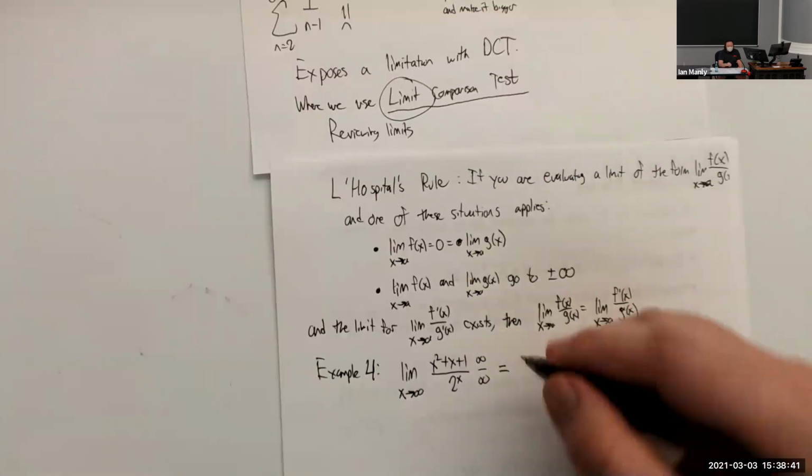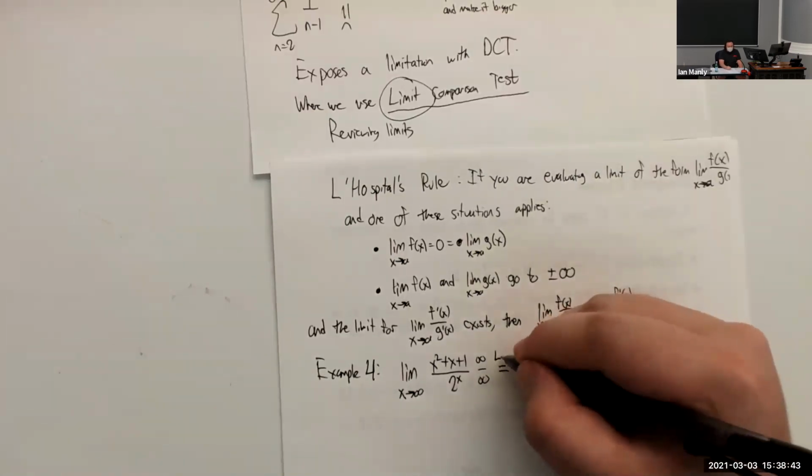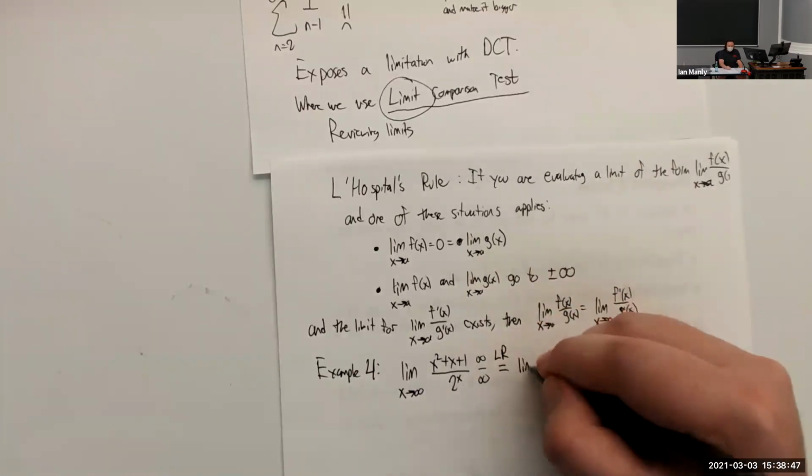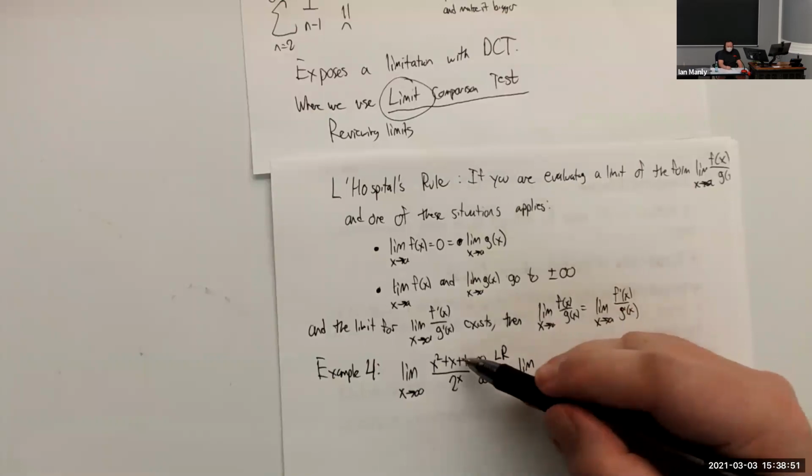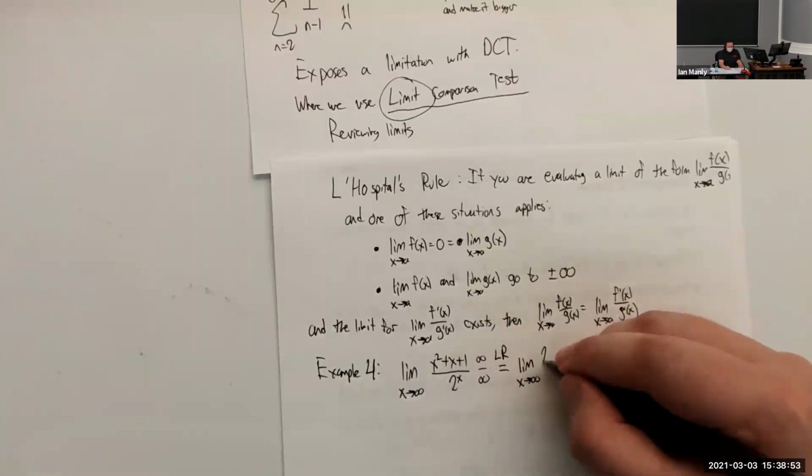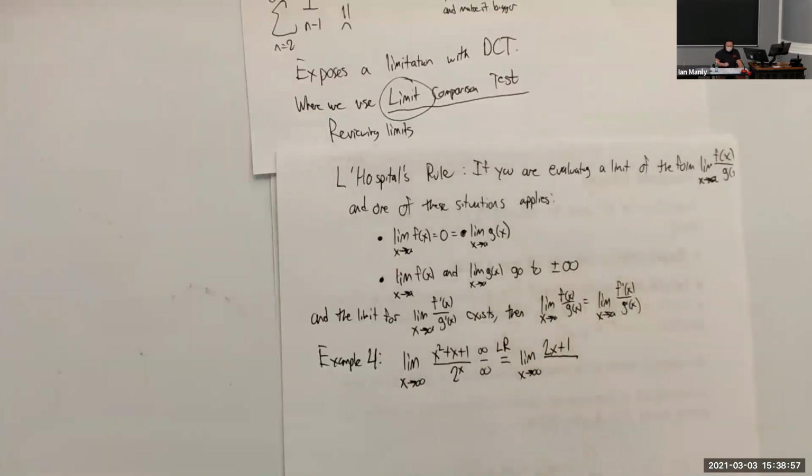Now it's customary, though you don't need to do this, but I like to show that I use L'Hopital's rule by putting a little LR above my equal sign. So I do the derivative of the top. I got 2x plus 1. And I do the derivative of the bottom. Does anyone remember what the derivative of 2 to the x is? How do you do that?